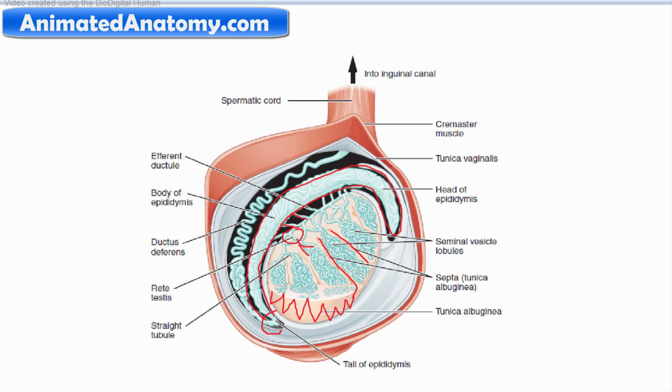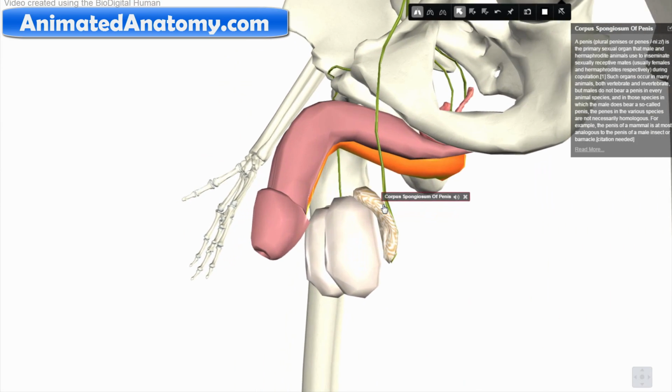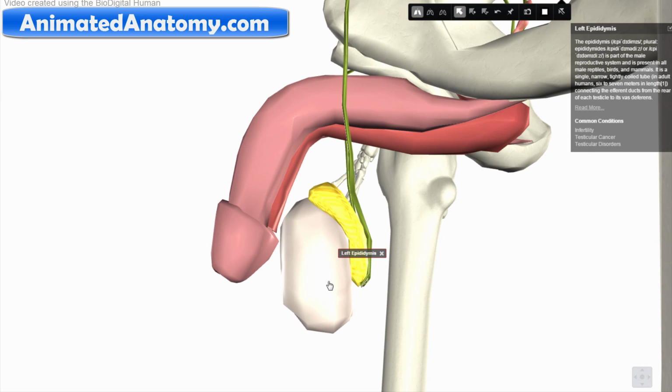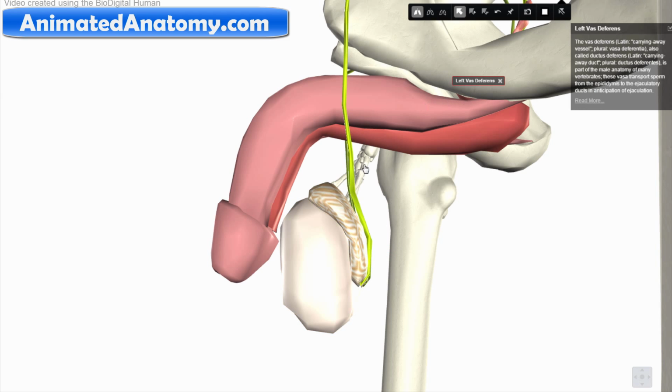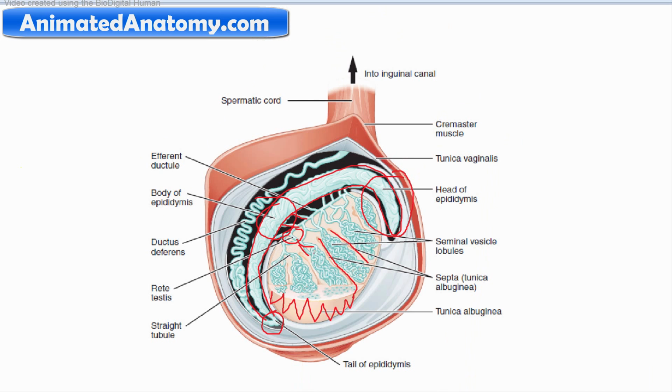Now the epididymis is already another organ here, and it has certain parts. Here we have the tail of the epididymis. Here we have the head of the epididymis, and here you can see the body of the epididymis. Now if we look at our 3D model, we can zoom in here, and here is this organ, the epididymis, and basically the epididymis is the organ that connects the testicles with the vas deferens. The vas deferens I mentioned earlier.